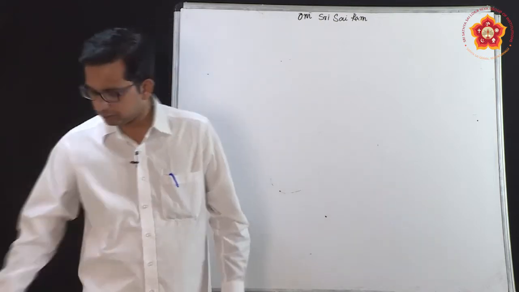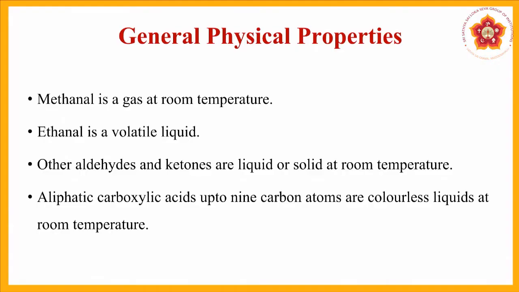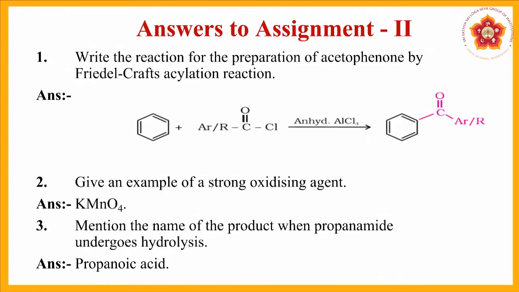So, here is the first question for you, which is: write the reaction for the preparation of acetophenone by Friedel-Crafts acylation reaction. Benzene is taken, acyl compound is taken, anhydrous AlCl3 is the catalyst that is taken, which is the Lewis acid. The carbonyl carbon, which is the electrophilic carbon, gets attached to the benzene ring which is present, and that gets continued further to form the overall compound, which is acetophenone, generally if we take the example as CH3. Now, this is the general reaction which is represented.